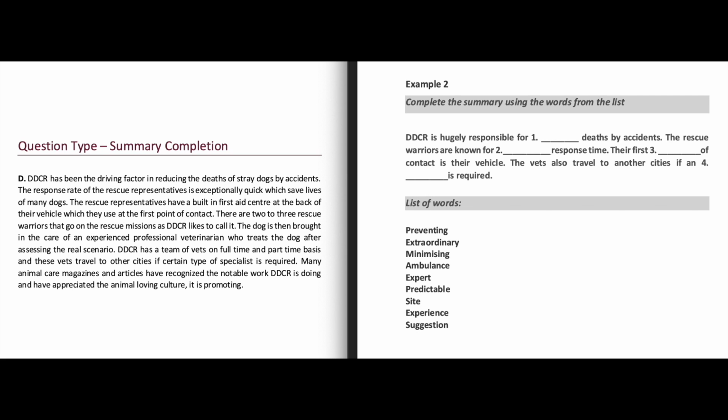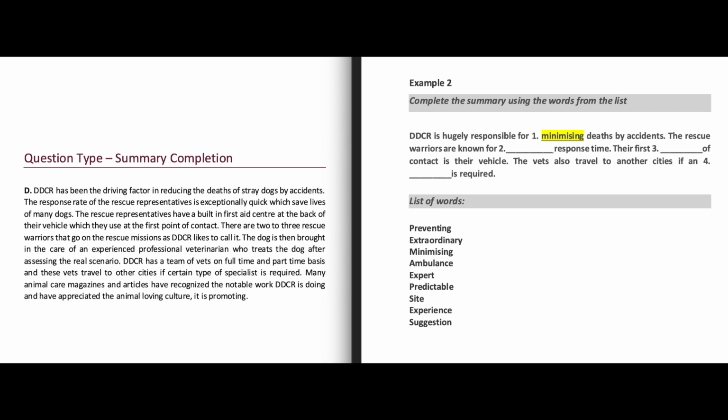So now let's look at the first blank. DDCR is hugely responsible for dash deaths by accidents. Now if you look at the paragraph, just in the first line, it says that it has been a driving factor in reducing the death of stray dogs by accident. It means it has played a role in reducing the death. So we have to look for the word reducing, but if we do not have the reducing word in the list, then we have to look for a similar meaning word which is the synonym of reducing. So let's look at the list. The first word is preventing, then it is extraordinary, and then the third word is minimizing. So yes, minimizing means the same as reducing, so the correct word in this case would be minimizing.